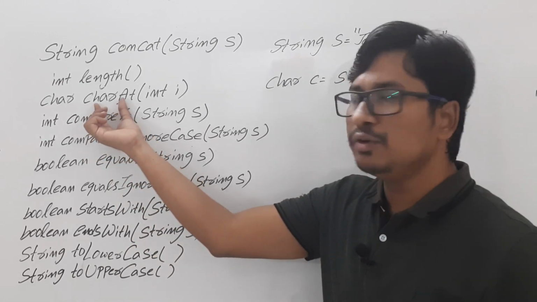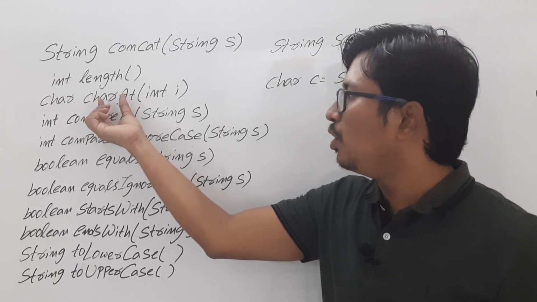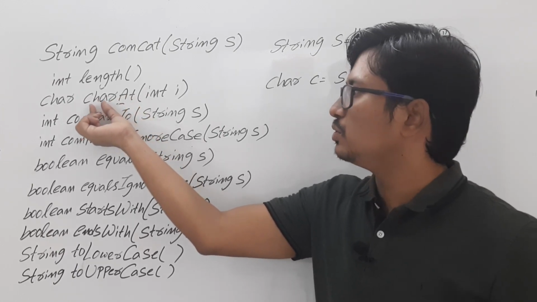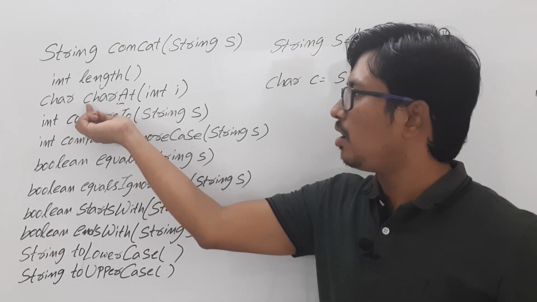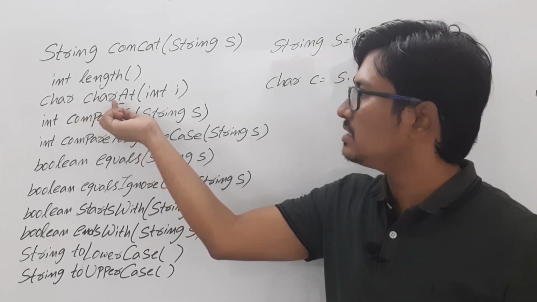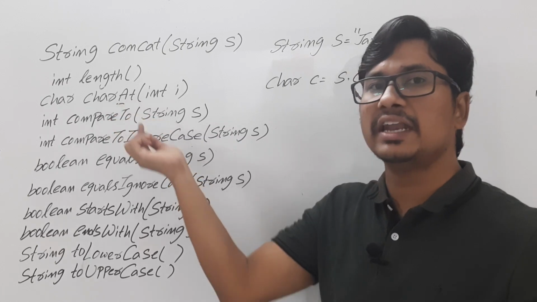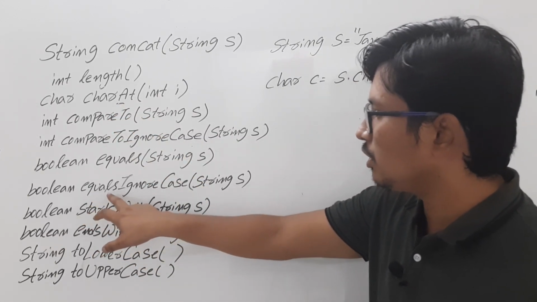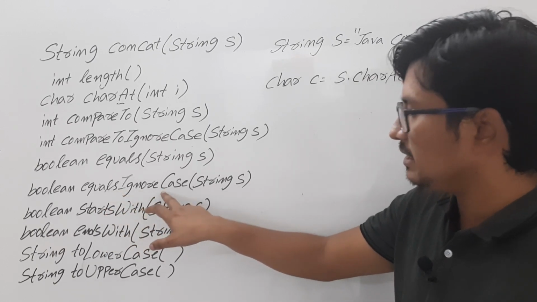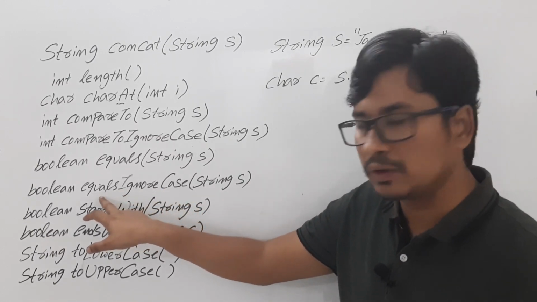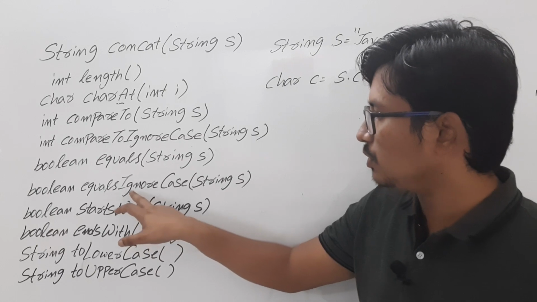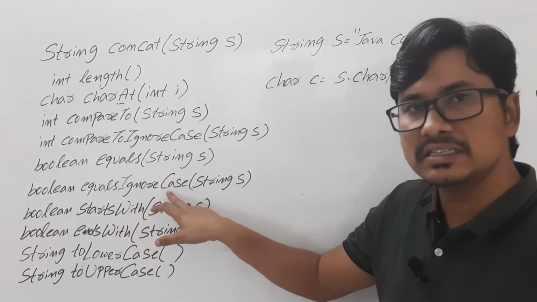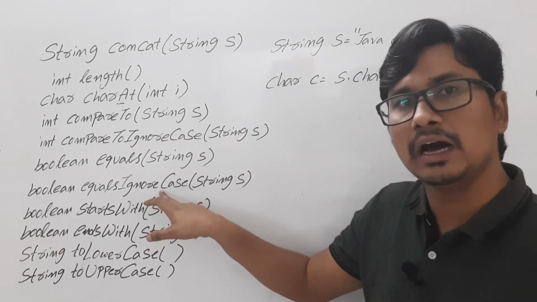If you have multiple words like charAt, char is one word, At is another word. In the first word, all the characters will be in lowercase. In the second word, the first character will always be uppercase. Look here, equalsIgnoreCase: equals is one word, Ignore is another word, so the first character of the other word is uppercase, and Case is another word, so C is in uppercase.